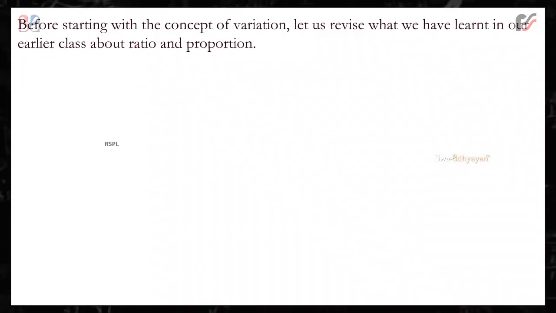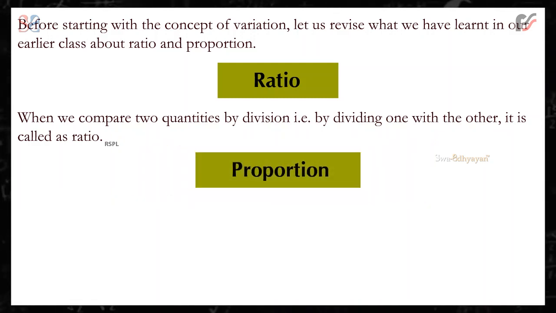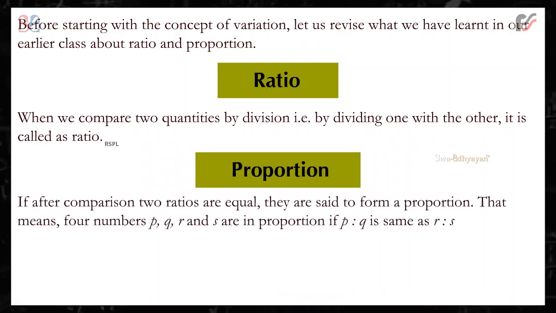Before starting with the concept of variation, let us revise what we have learnt in our earlier class about ratio and proportion. Ratio: when we compare two quantities by division, that is, by dividing one with the other, it is called a ratio. Proportion: if after comparison two ratios are equal, they are said to form a proportion.